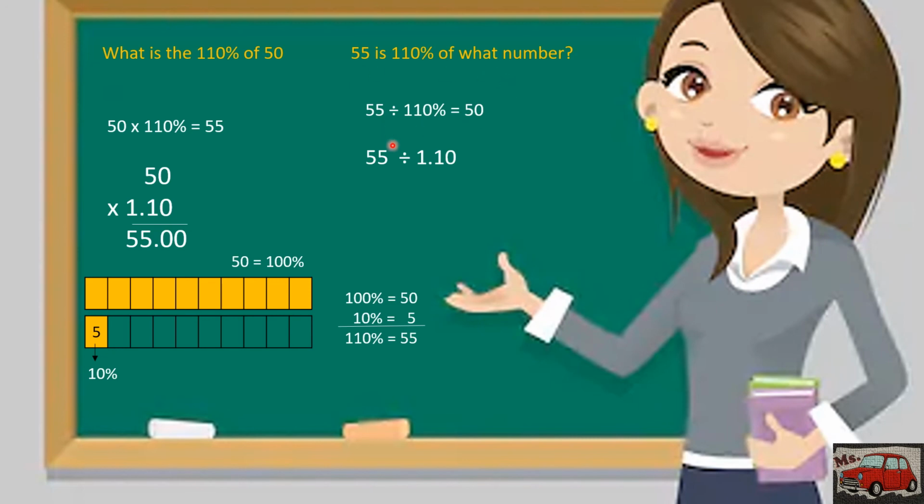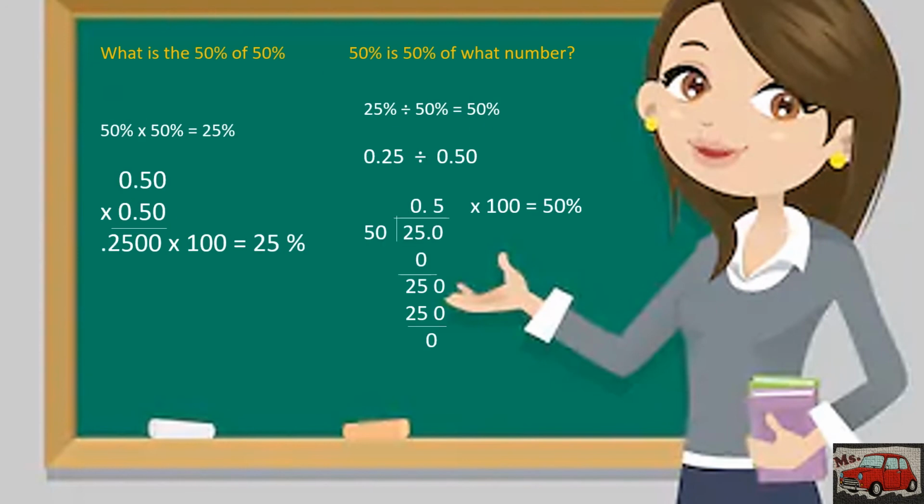So, to do that, divide it. So, 55 divided by 110%. So, the answer is 50. Okay? So, kung titingnan nyo, yung product natin kanina, dinivide natin sa isang factor. So, dapat ang sagot lang din is yung isang factor. Which is, yun naman talaga yung lumabas na sagot. So, tama yung sagot natin sa division. Okay? Okay. So, this time, percent to percent.